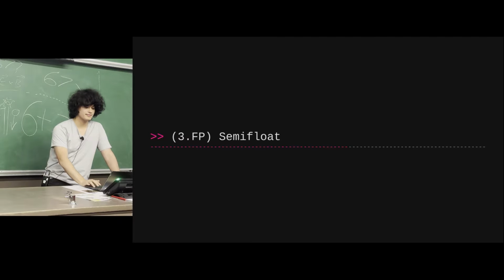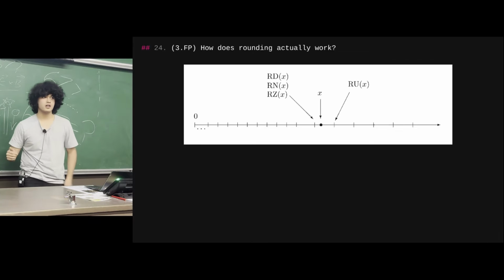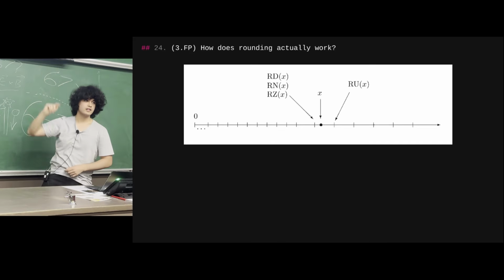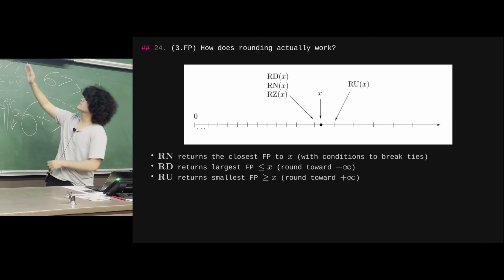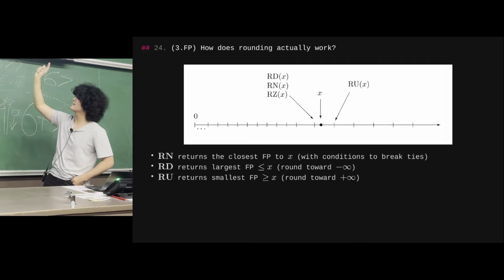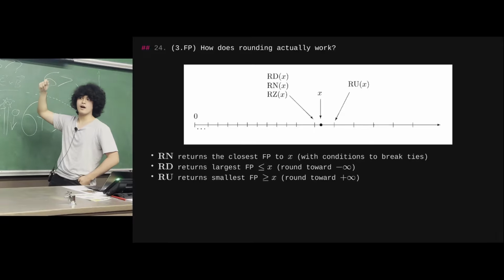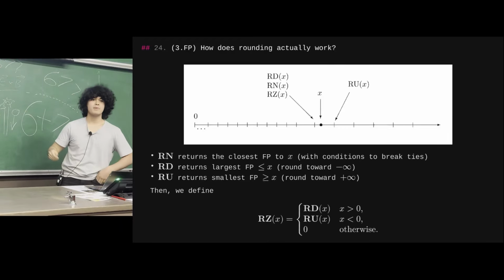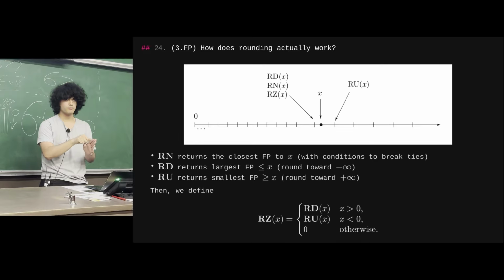So this is Semifloat. How does rounding actually work? The easiest way to show this is with a picture. This is a number line. These are the real numbers. On that number line, there are little ticks. These represent the actual tangible floating point numbers. RD is trying to pull a number as far as it can to negative infinity. RU is trying to pull it to positive infinity. RN is trying to pull it to the nearest tick. And RZ is trying to pull it towards 0. Basically, if a real number lies between the ticks, a certain rounding mode will snap it to those ticks.